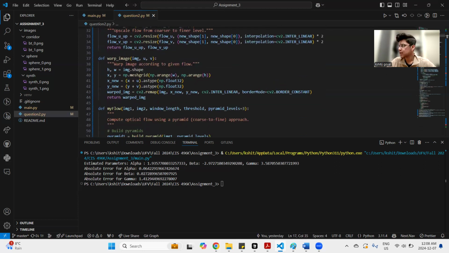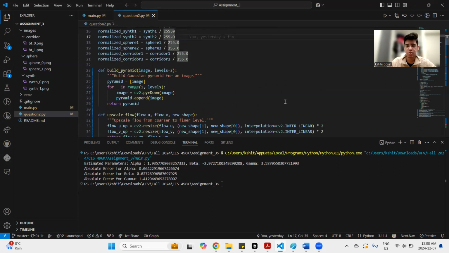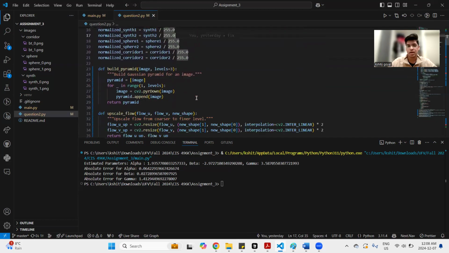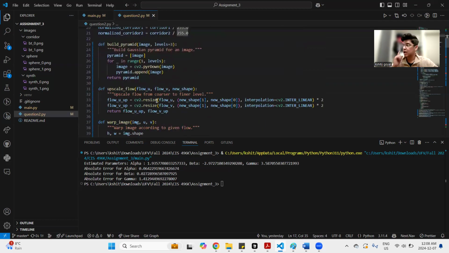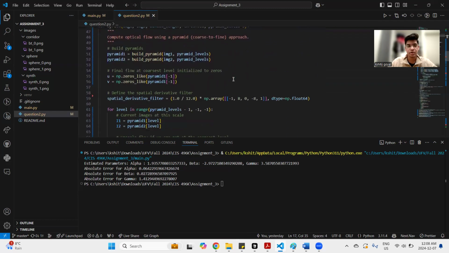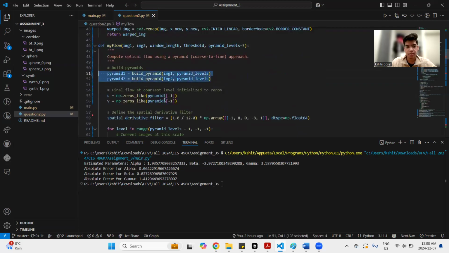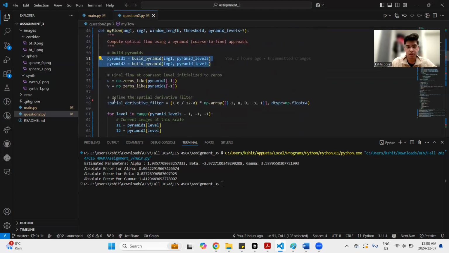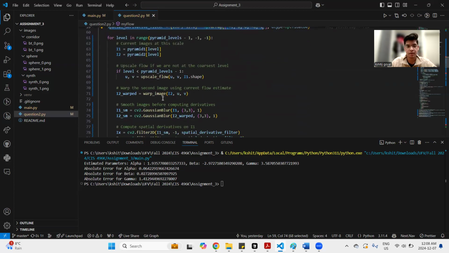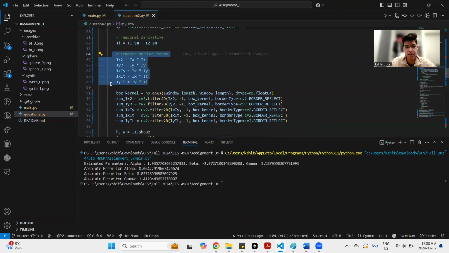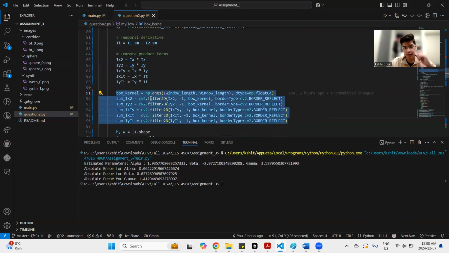And yeah, in this code, I start by loading and normalizing the images, and then I build the Gaussian pyramids. Once I reach the myflow function, I build the pyramids, I set the derivative filter, and I do the warp things. Then I find all the spatial derivatives and the temporal derivatives. I compute the products, and then I sum all the values up.